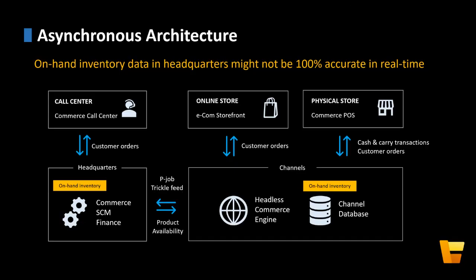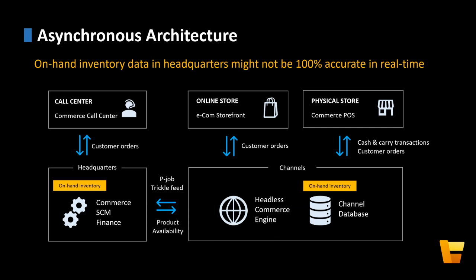Okay, so talking about inventory lookup, I would also like to spend a couple of minutes discussing the inventory data accuracy topic. As you know, the commerce inventory data lives in an asynchronous architecture. We are leveraging various CDX jobs to synchronize the transactional and inventory data between headquarters and channel databases. Therefore, it's important that you understand the on-hand inventory data provided by headquarters might not be 100% accurate in real time.